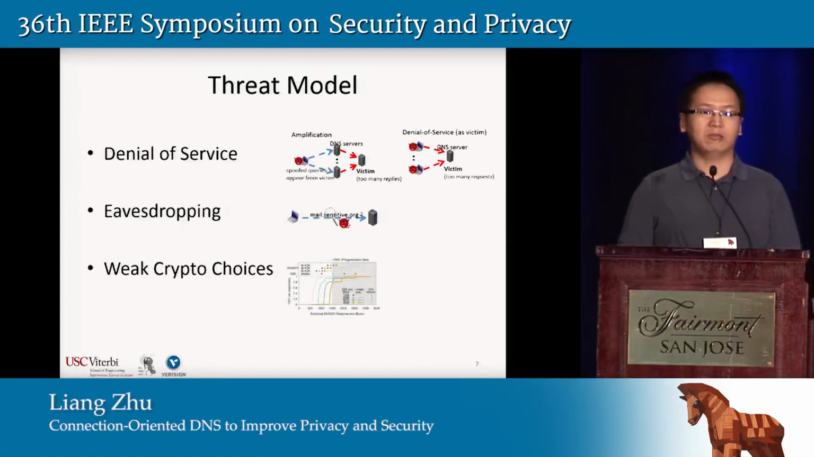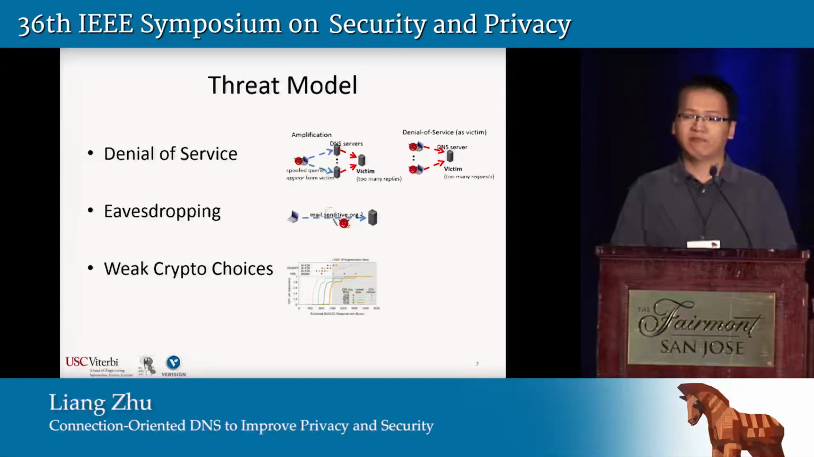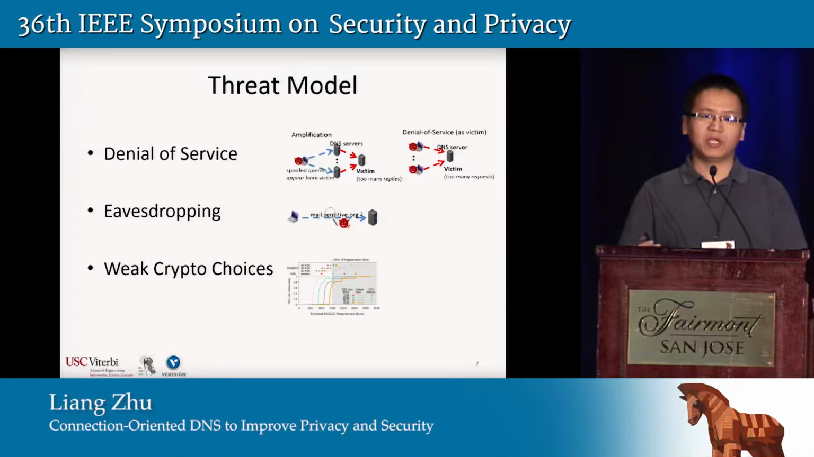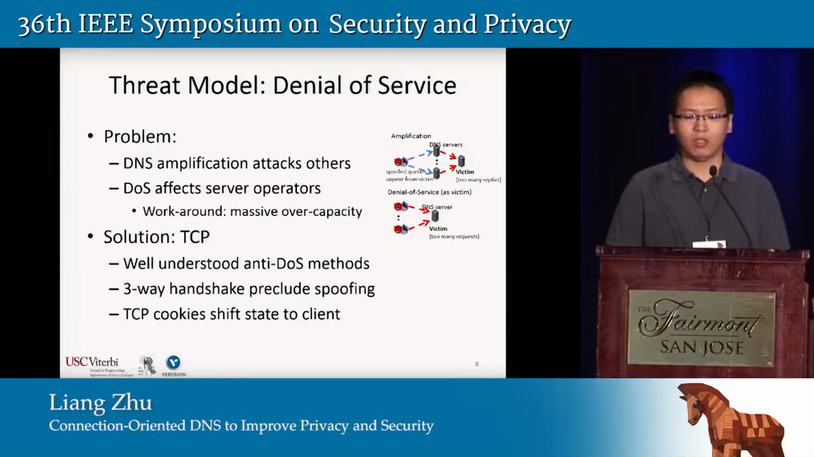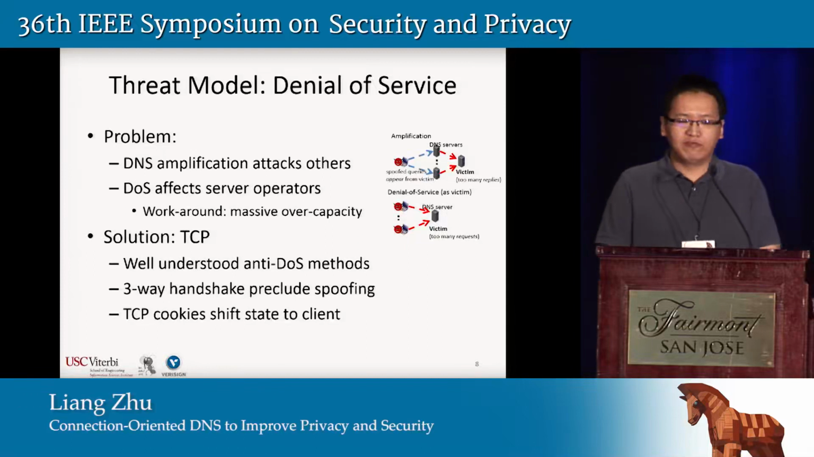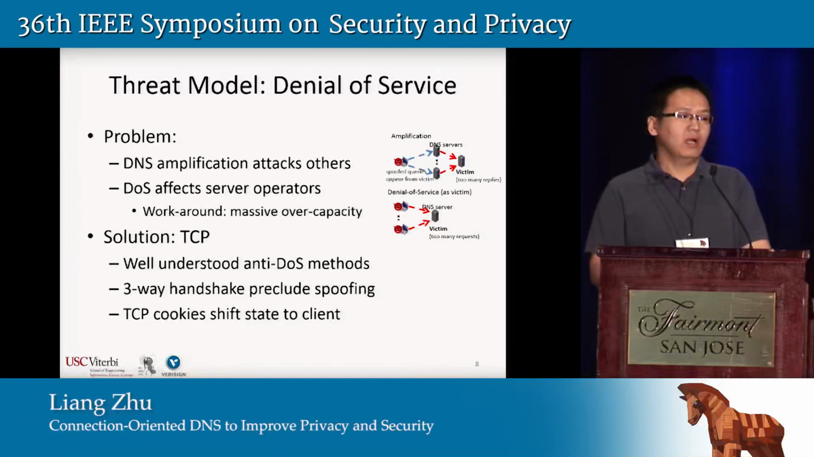Now let's take a look at more details about the problem we mentioned before. There are really three kinds of threats. The first one is denial of service attack. For denial of service, there are really two kinds of attacks. The first one is amplification, where an attacker can send spoofed queries to a DNS server and use the DNS server to attack others.